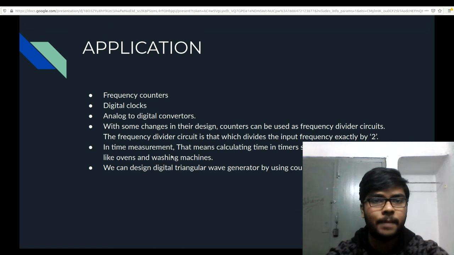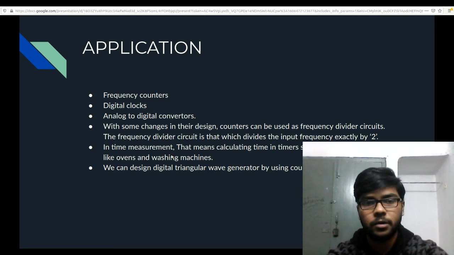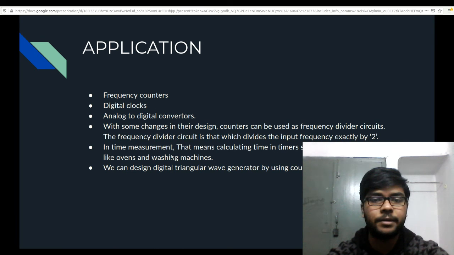Let's talk about some of the applications. Frequency counters, digital clocks, analog to digital converters: here we all use digital counters. With some changes in their design, counters can also be used as frequency divider circuits. A frequency divider circuit divides the input frequency exactly by 2. In time measurements, that means calculating time in timers in electronic devices like ovens and washing machines, we use digital counters. Also, we can design a digital triangular wave generator by using counters.